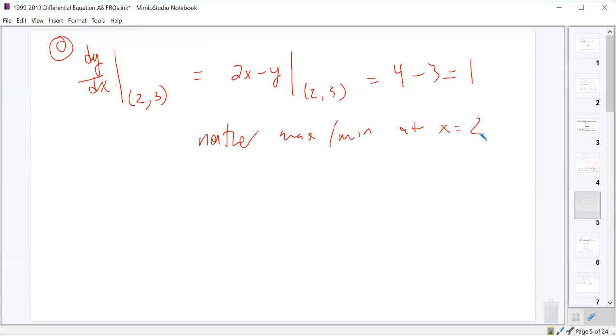And you got 1 point for trying to find a value here, looking at 2x minus y at 2, 3, and 1 point for the answer that no, there is not one. Good or no?